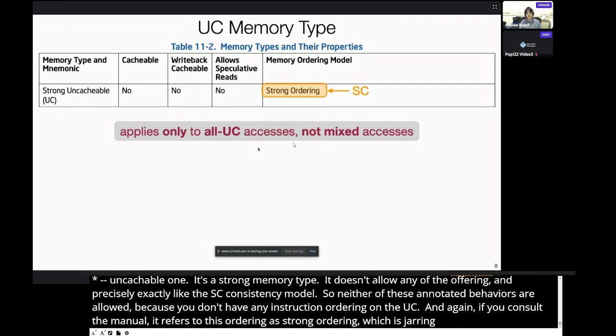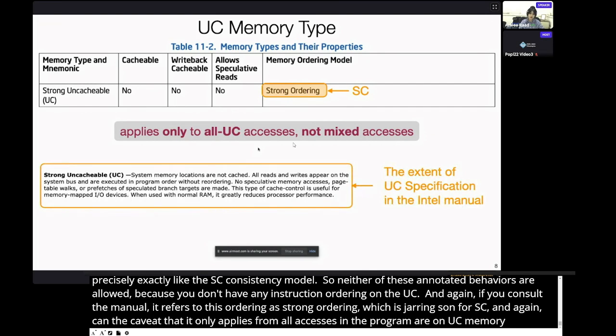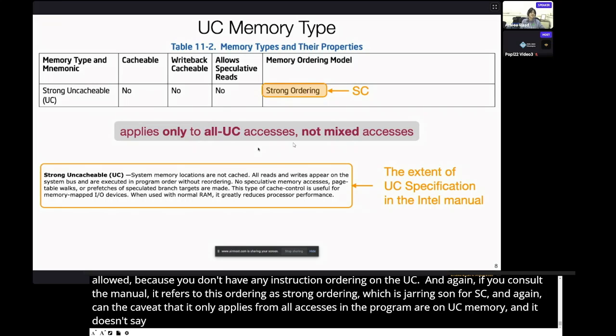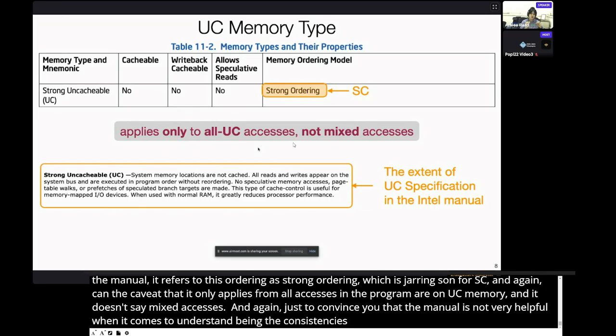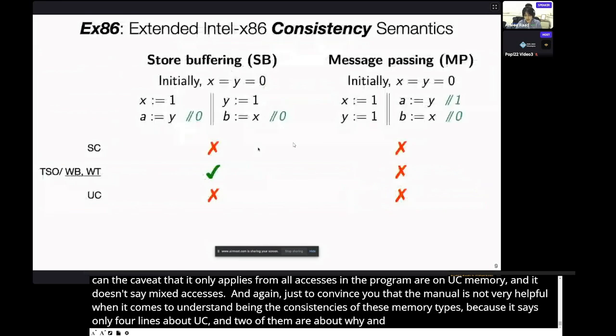And again, with the caveat that it only applies when all accesses in your program are on UC memory, and it doesn't say anything about mixed accesses. And here is again, just to convince you that the manual is not very helpful when it comes to understanding the consistency semantics of these memory types, because it says only 4 lines about UC, and 2 of them are about why and when you should use UC memory type.